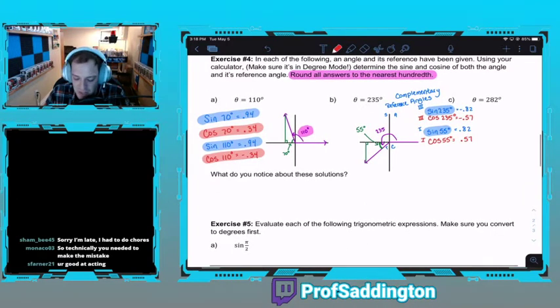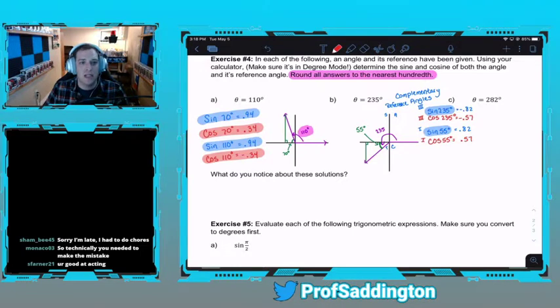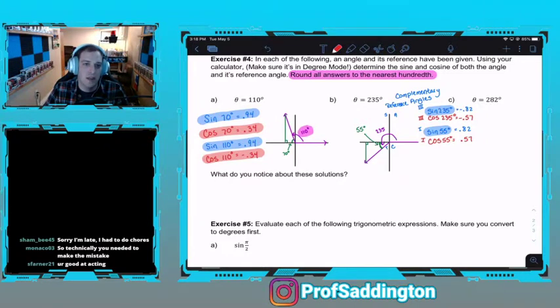Okay? So it's just asking, what do you notice about these solutions? That's what I wrote up top. They're complementary reference angles. And it just means that the values are going to be the same, because the angles are the same reference angles. They're the same number in both spots. It's just in a different quadrant.